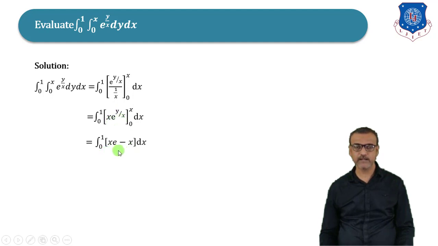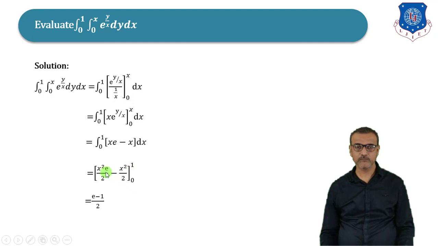Now we will integrate this function with respect to x. So integration of x is x square by 2, e is the constant value. Then after minus, now integration of x raised to 1, answer is x square by 2, and the limit is from 0 to 1. Now first of all we will solve this function for the upper limit 1, then after we will solve this function for the lower limit 0.